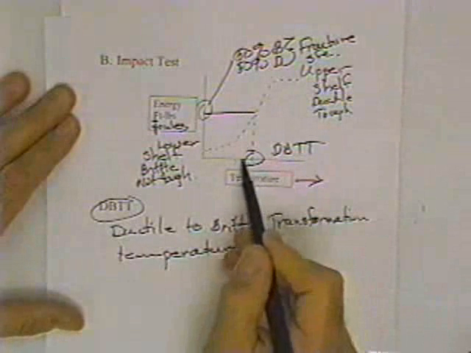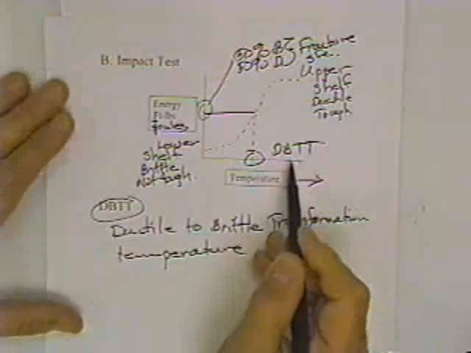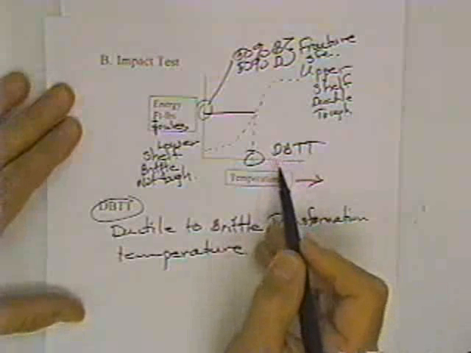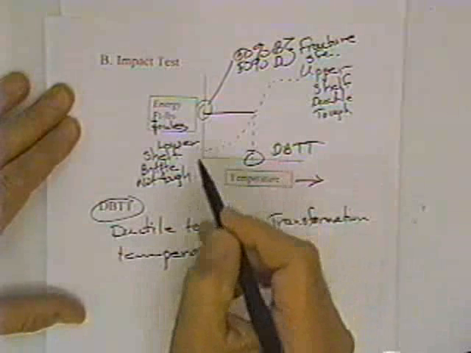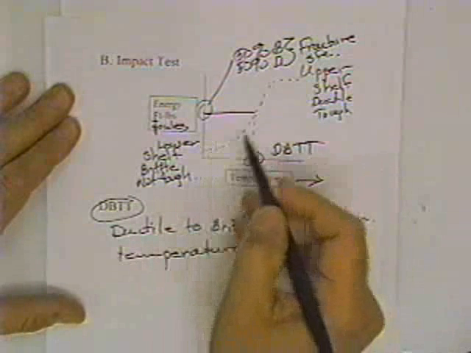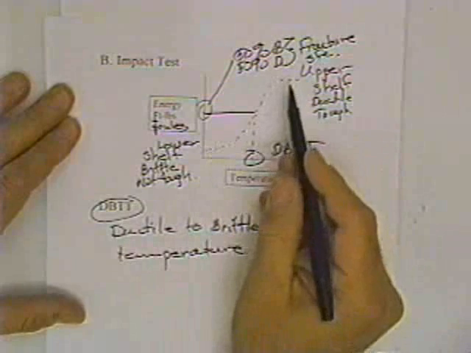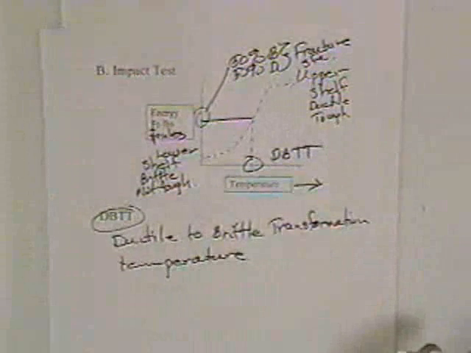Generally speaking, for your application, you'd want to stay above the ductile to brittle transition temperature, because the material fails brittly in this region, fails ductilely, and has some toughness in this region.